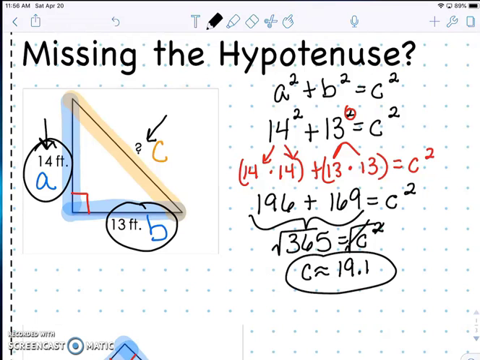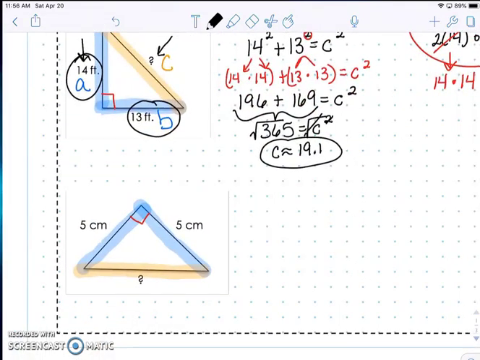Okay, so all we're doing is a squared plus b squared equals c squared. We're going to sub in the numbers that we have for our two legs. And remember, substitution is the same thing as replacing. I'm going to square them. And remember, when you square, you're multiplying the number times itself. It's not times 2, it's times itself. We add, we take the square root. So let's do one more example in our notes.